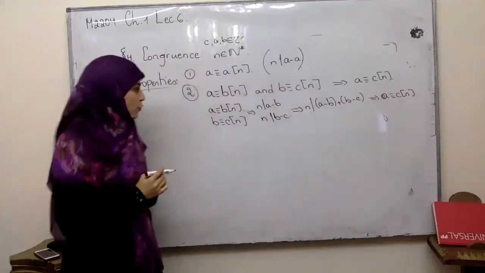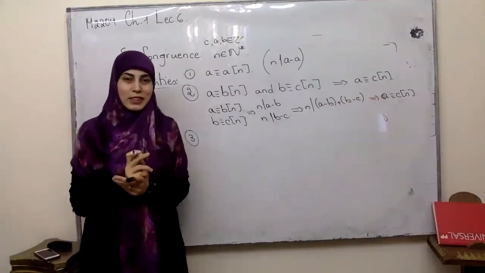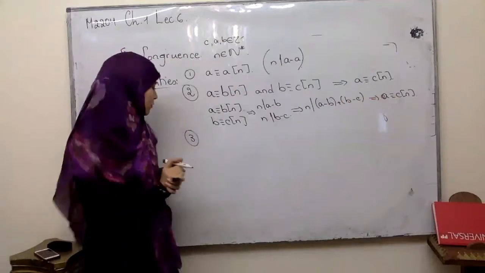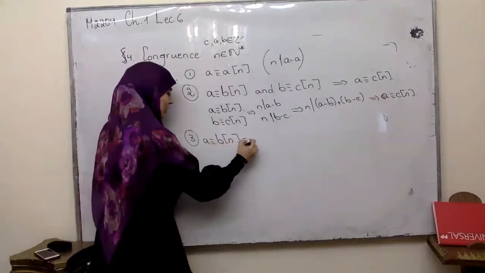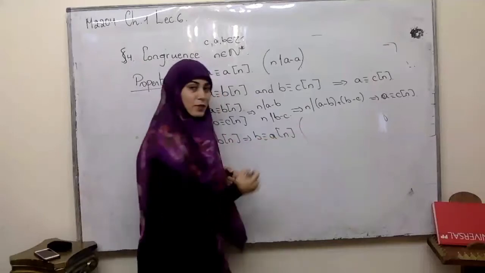Okay? What else can we say? Surely you are all saying reflexive, transitive, and surely it will turn out symmetric. Let's see. Yes, it is symmetric. Is A congruent to B modulo N? Then B is congruent to A modulo N, and it is very easy to see that.